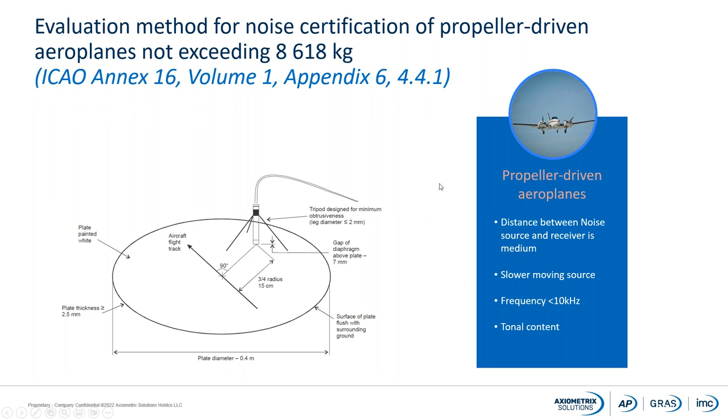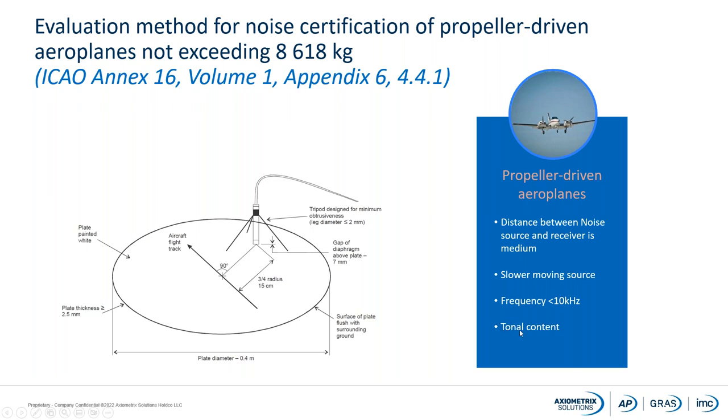Then if we go into the next part, this is for the propeller-driven airplanes. This is the next part of the Annex 16, the FAA, Annex 16, Volume 1, Appendix 6. This is describing what they called an upside-down configuration of the microphone. And as you can see, we had a little bit different characteristics of the noise from the propeller-driven aircrafts.